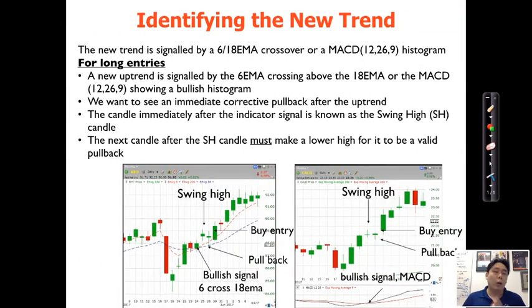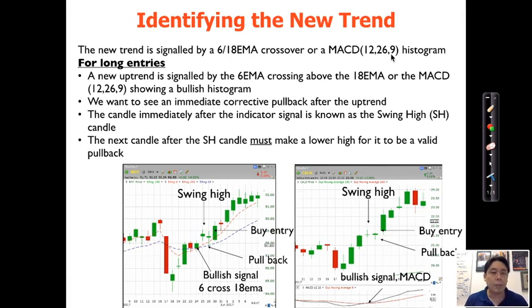All right, so how do we identify the beginning of a new short-term uptrend, a new impulsive wave? There are two signals we can use. The first would be a moving average crossover signal. We will use the 6 and 18 exponential moving average to signal the start of a new uptrend. Since we are capturing a very short-term trend, we use very short-term moving averages, the 6 and the 18. Or we could also use the MACD to signal the start of a new uptrend. And we're going to use the MACD with settings 12, 26, and 9.